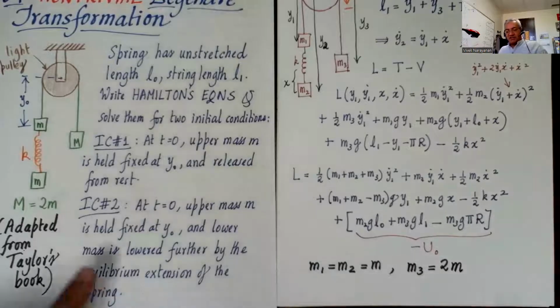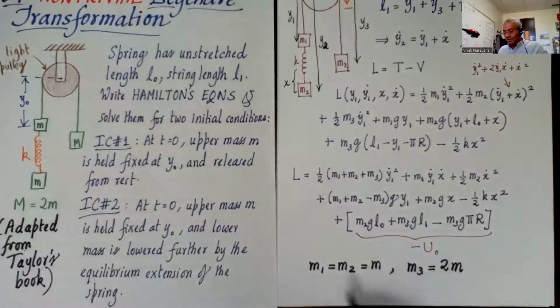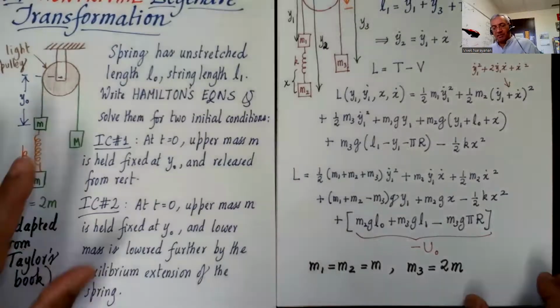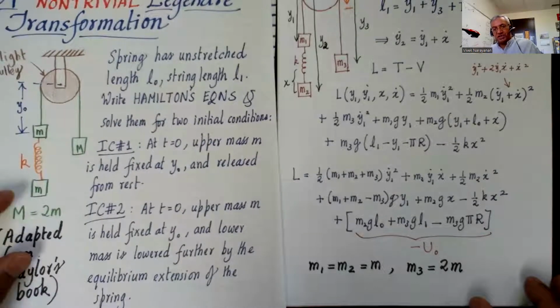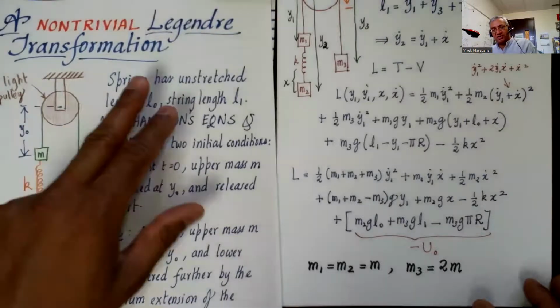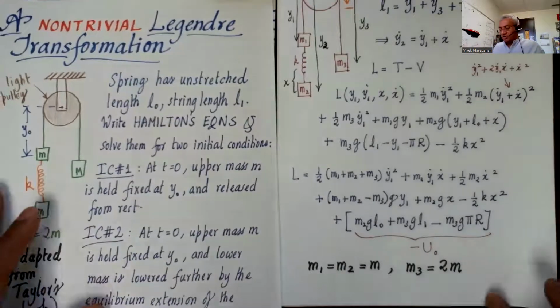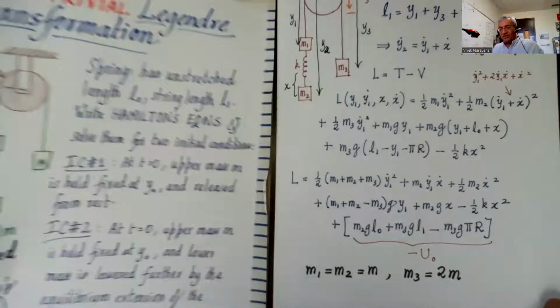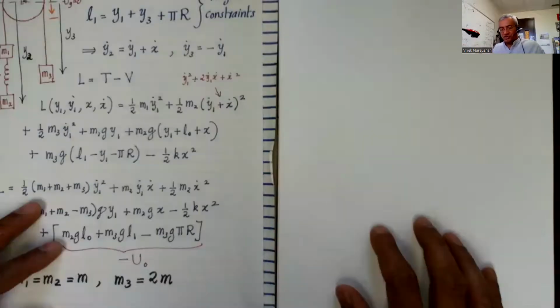So that's the data we've been given. Capital M is 2m, and these other two masses are just m each. So we'll keep coming back to the original sheet. I'll also explain this title to you in a moment. So let's just do the busy work.